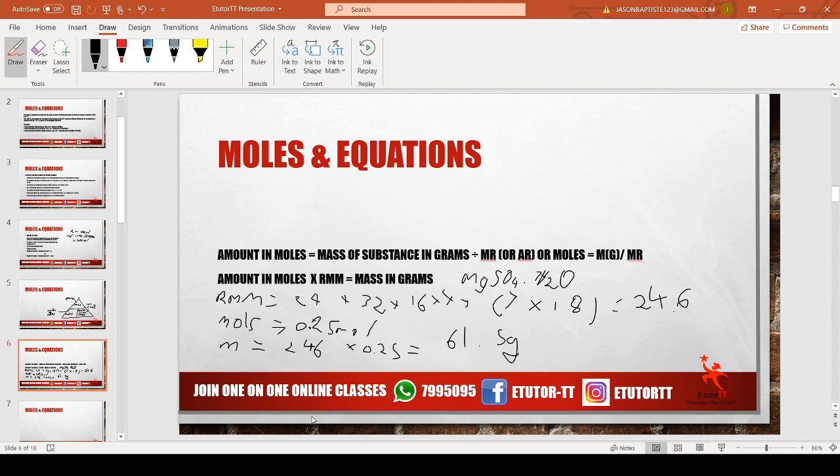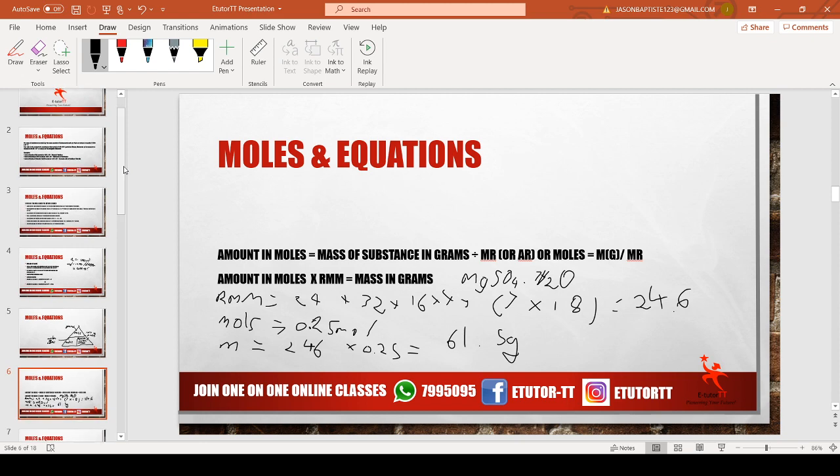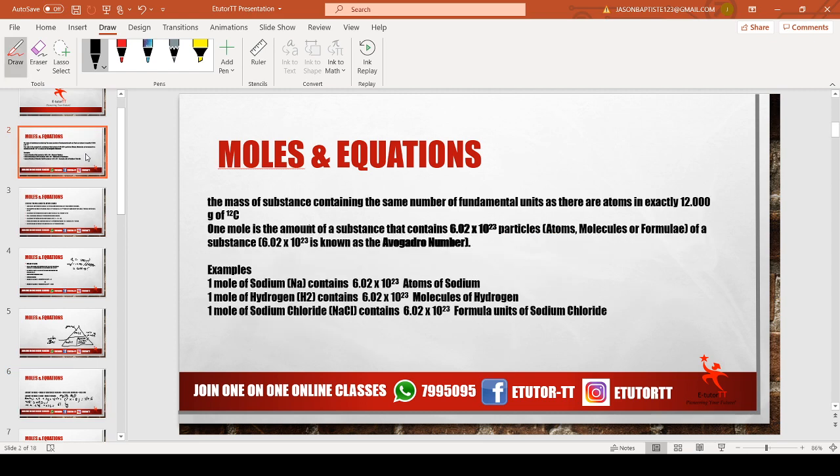So that basically covers how to work out moles or finding the mass and how to calculate the relative molar mass. So let's just quickly review this. A mole is the mass of a substance containing the same number of fundamental units as there are atoms in exactly 12 grams of carbon-12. 1 mole is the amount of a substance that contains 6.02 by 10 to the 23rd particles, whether it be atoms, molecules, or formula units of a substance, which is also known as Avogadro's number.